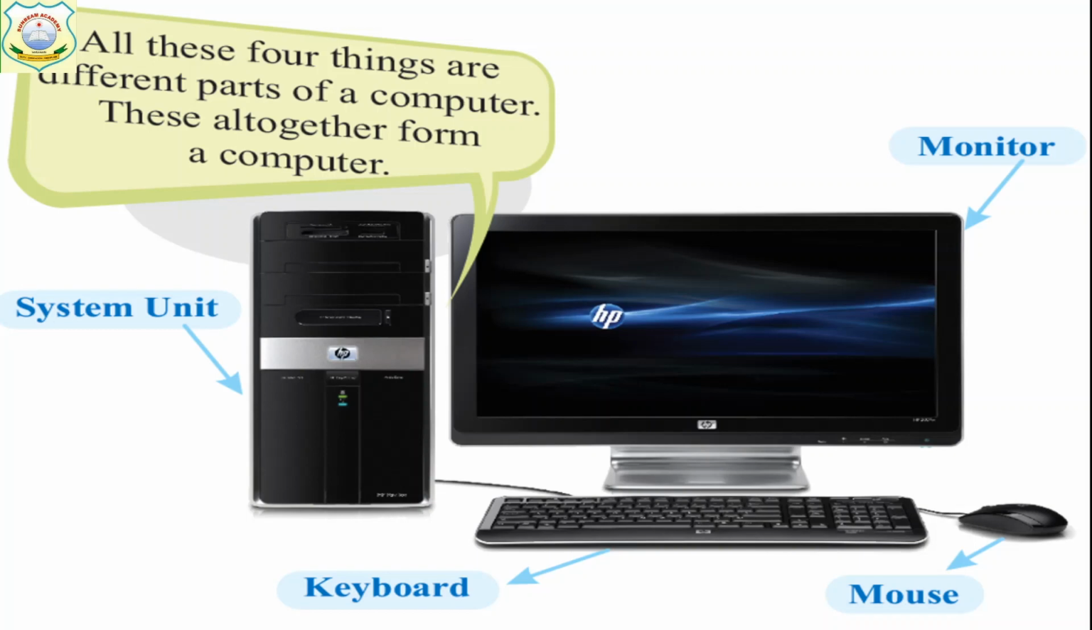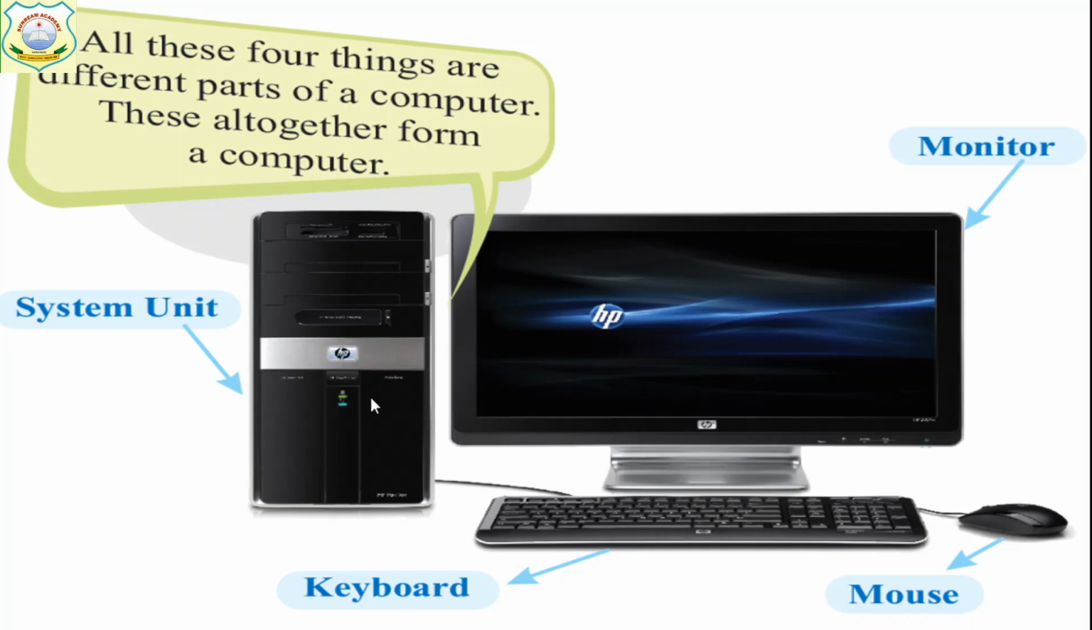See one more time: system unit, monitor, keyboard, mouse. These are the four different parts of computer. These all together form a computer. If we miss any part among all these four, the computer system is not complete, because without monitor you cannot see your input or output. Without keyboard or mouse you cannot operate it. Without system unit, computer is nothing, because all working parts of the computer are inside the system unit.